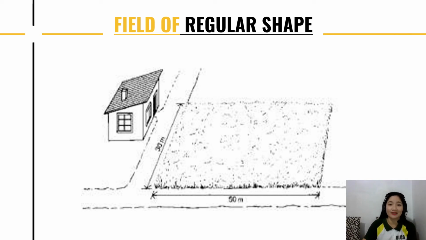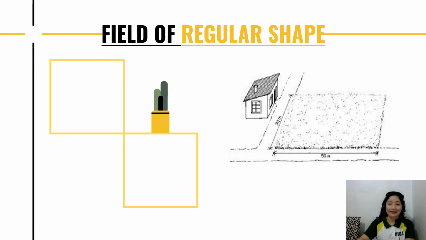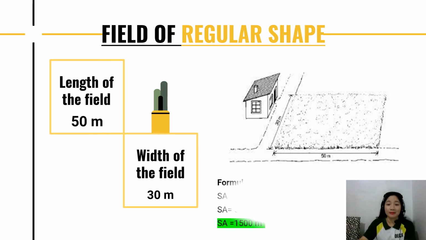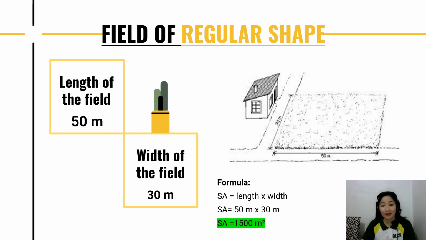Once the length of the field, that is the base of its regular shape, and the width of the field have been measured. Okay, class. So we have here the field, of course, the regular shape. Given, class, is the length of the field, we have, of course, 50 meters. And the width of the field is 30 meters. So all we have to do is to get the surface area of this rectangular shape. So the surface area is equal to length times width. Okay, 50 meters times 30 meters, the result is, of course, 1,500 meters squared.